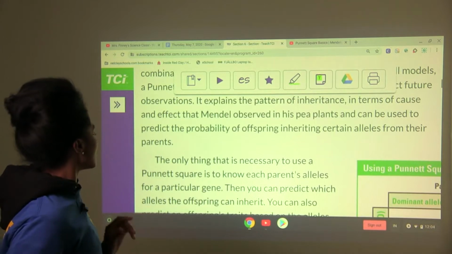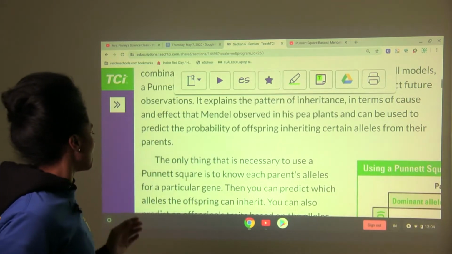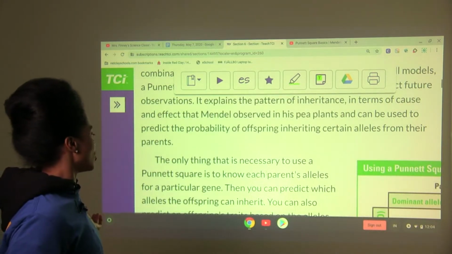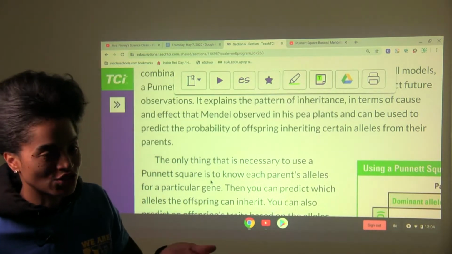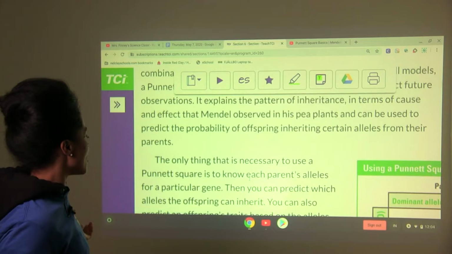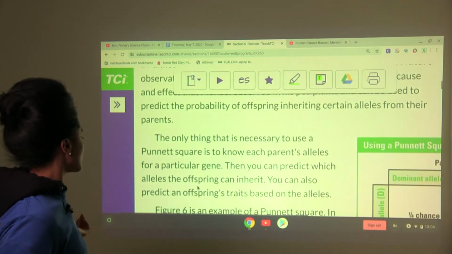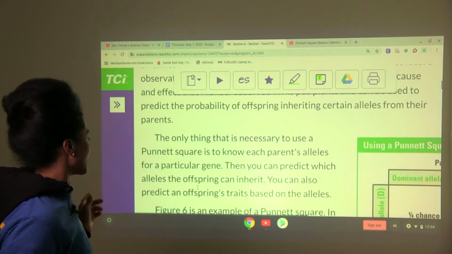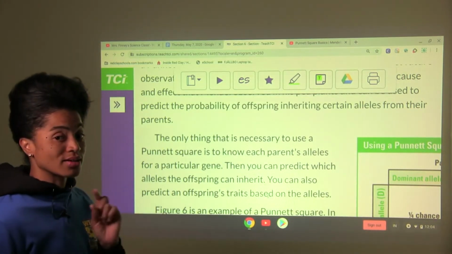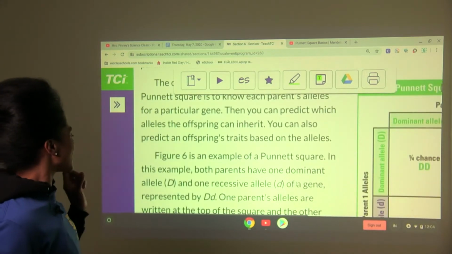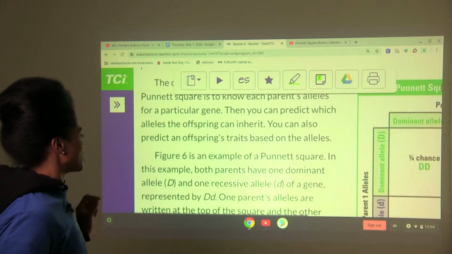The only thing that is necessary to use a Punnett square is to know each parent's alleles for a particular gene. Then you can predict which alleles the offspring can inherit. You can also predict an offspring's traits based on the alleles. Figure 6 is an example of a Punnett square.